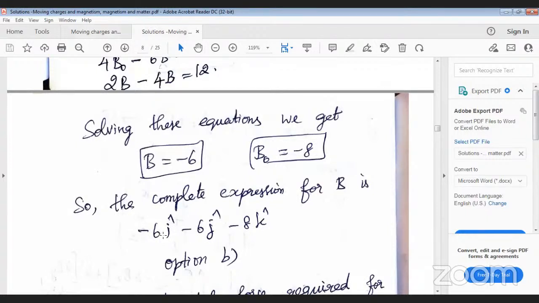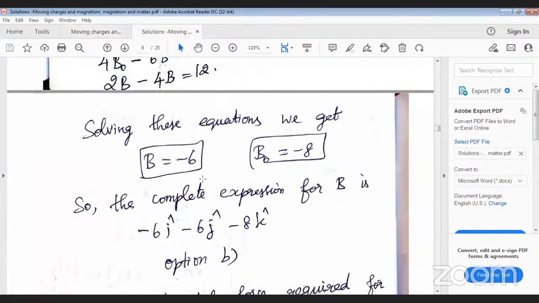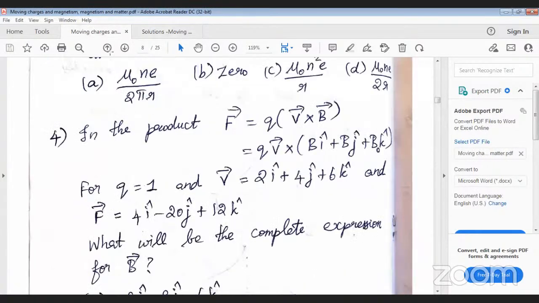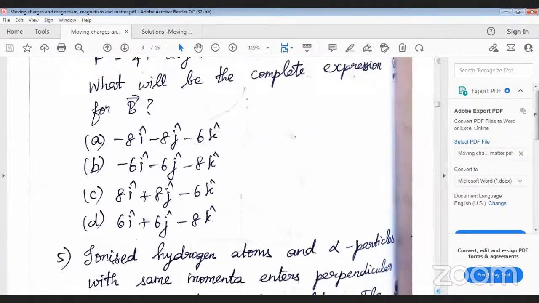So this is how you need to solve the problem. The correct answer is option B. Okay, it is minus 6i minus 6j minus 8k cap. So option B is the right answer.